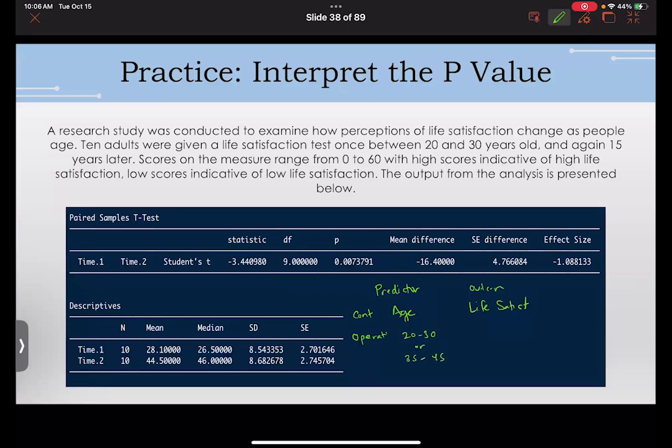And what's our operationalization of life satisfaction? Scale from 0 to 60. We don't know the anchors, right? Good. What's our variable type? What's our variable type of age? Categorical. How many levels? 2 levels. What's our variable type of life satisfaction? Continuous. Good. Now, interpret the p-value.